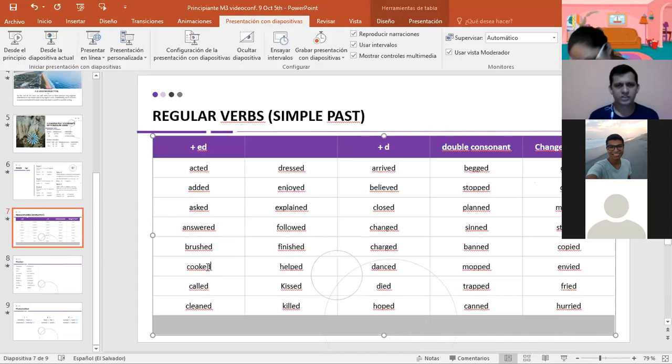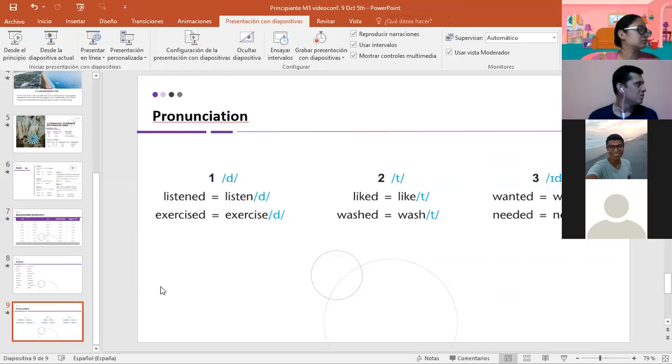Cook. Aquí está otro verbo, ¿eh? Termina en la K y la K no es voceada. No se usan las cuerdas vocales para pronunciarlo. Entonces vamos a decir cook. Cooked. ¿Ok? Y la última regla, si el verbo termina en sonido de T o D, vamos a agregar una sílaba extra y vamos a decir id.